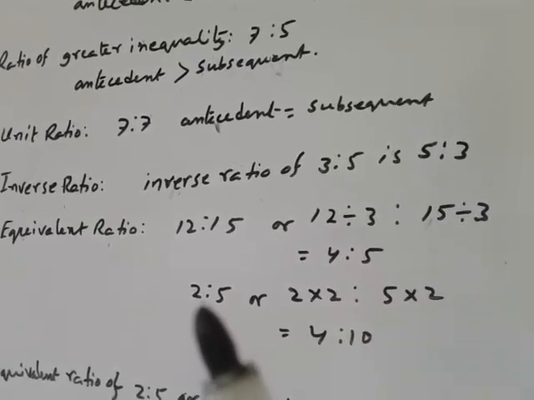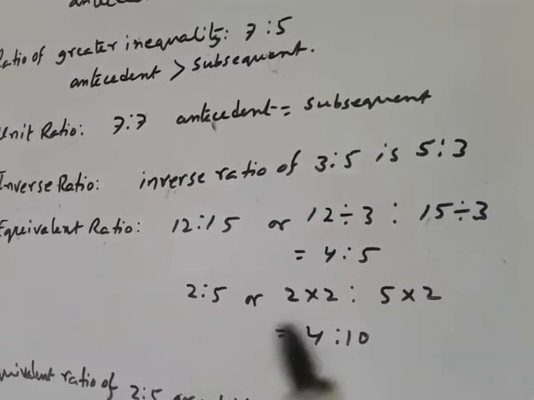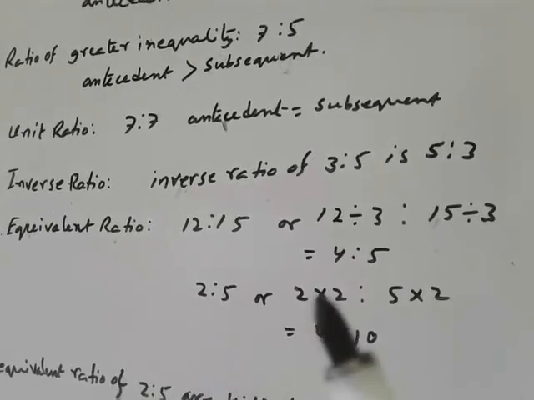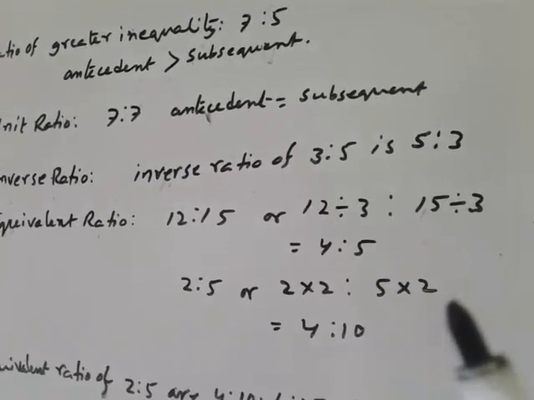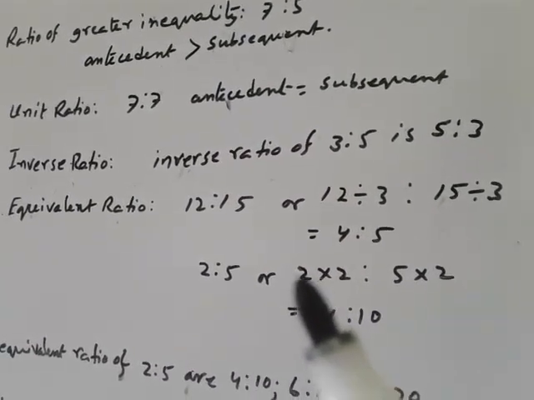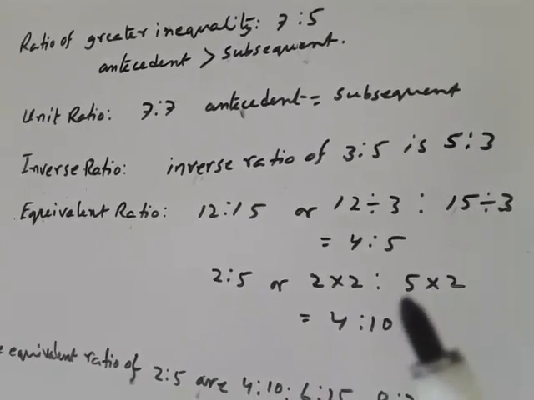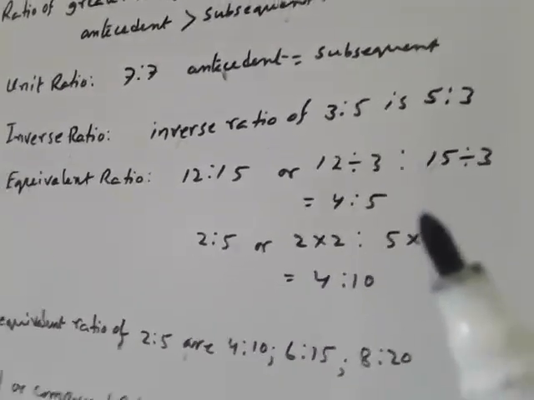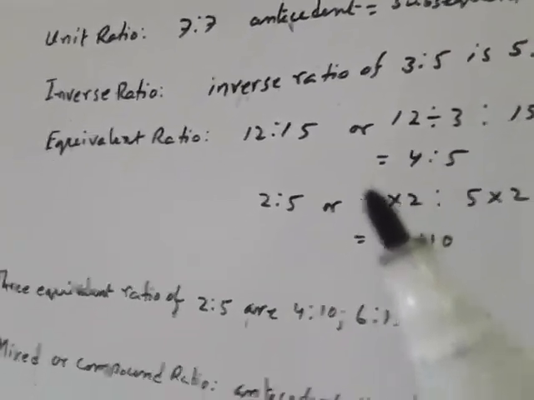If we multiply 2:5, the equivalent ratio, we can multiply 2 by 2 and 5 by 2. If we multiply antecedent by 2, it is 4, and if we multiply subsequent by 2, it is 10. 4:10. If we multiply antecedent 2 by 3, it will be 6, and subsequent 5 multiplied by 3 will be 15. 6:15. Multiply or divide by the same number.